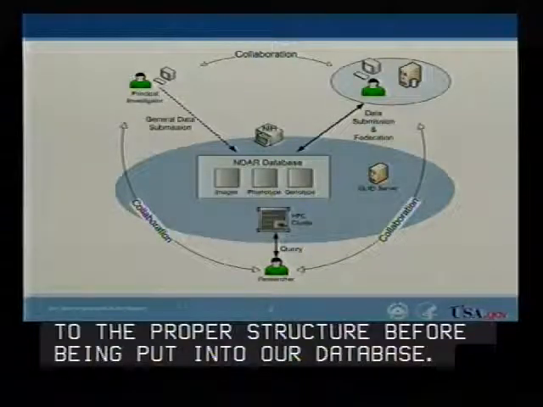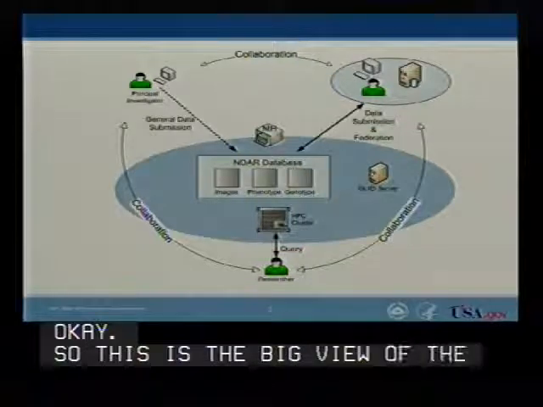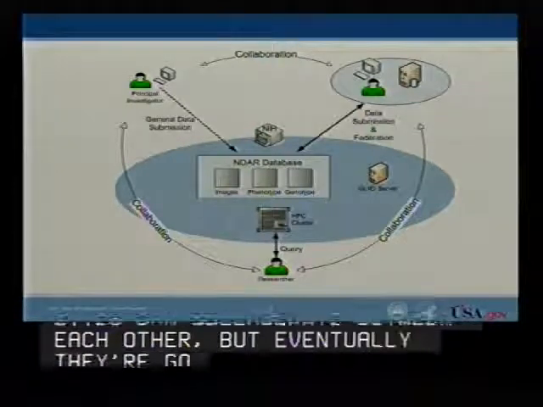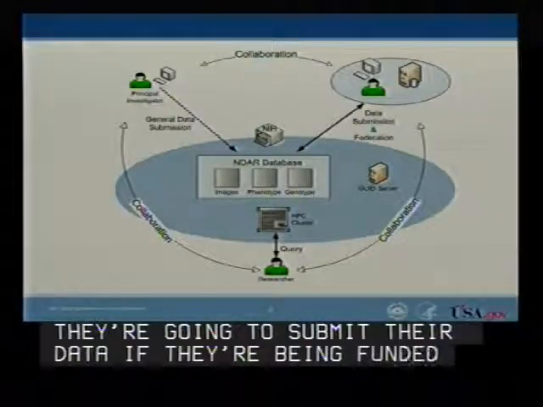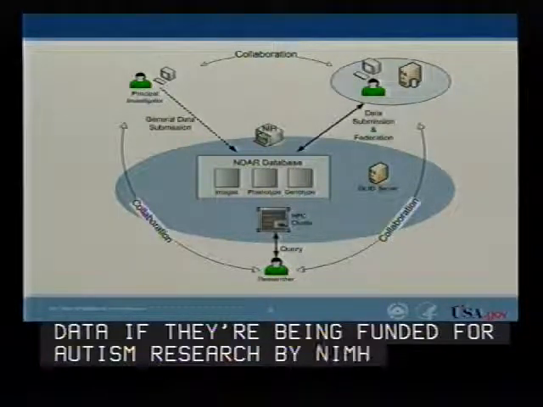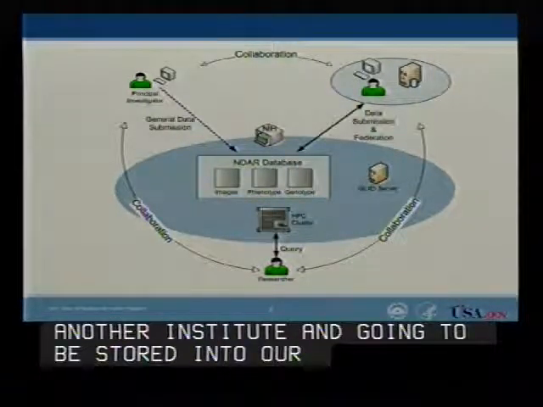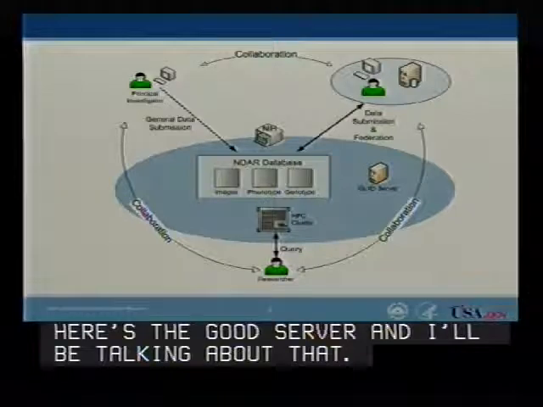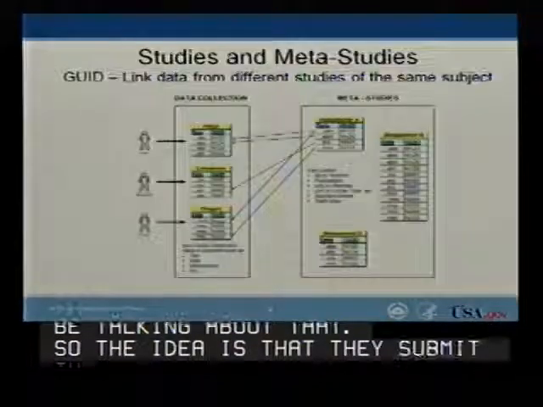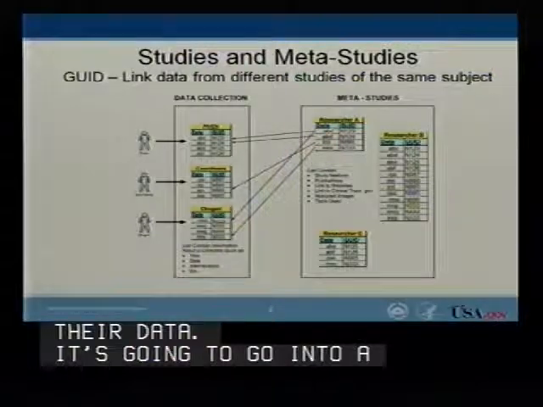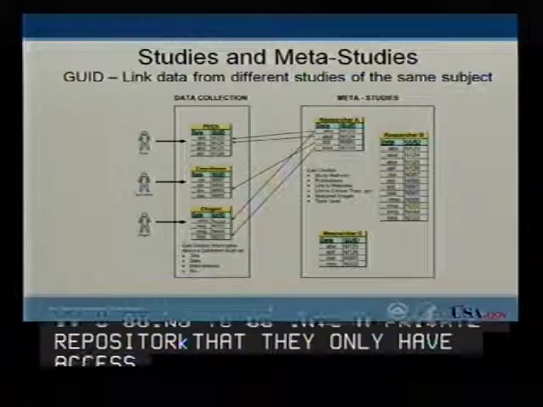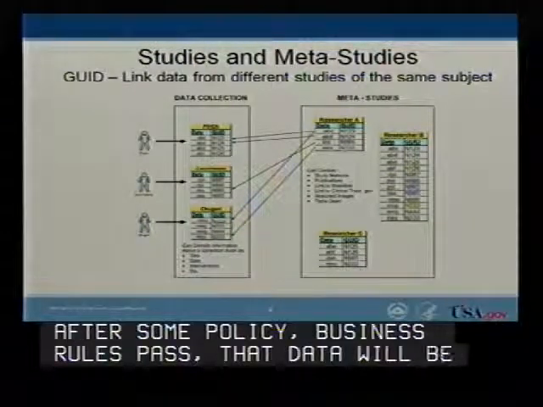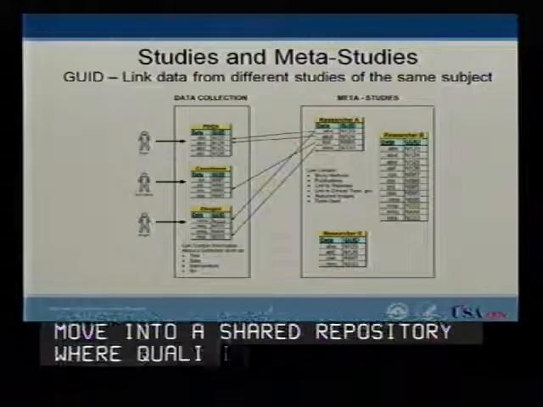Okay, so this is the big view of ENDAR. You know, sites can collaborate between each other, but eventually they're going to submit their data if they're being funded for autism research by NIMH or one of the other institutes, and it's going to be stored into our database. Here's the GUID server, and I'll be talking a lot about that. I just wanted to give you the big picture first. So the idea is that they submit their data. It's going to go into a private repository that they only have access to. And then after some policy and business rules pass, that data eventually will be moved into a shared repository where qualified researchers will have access to that shared repository.